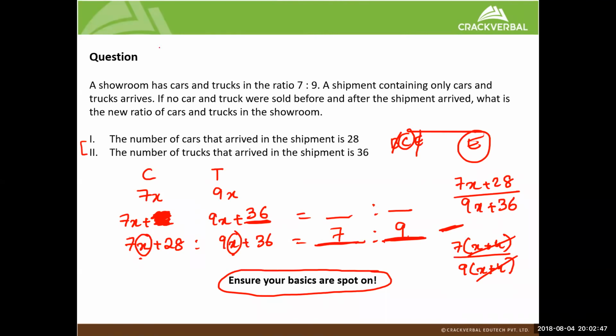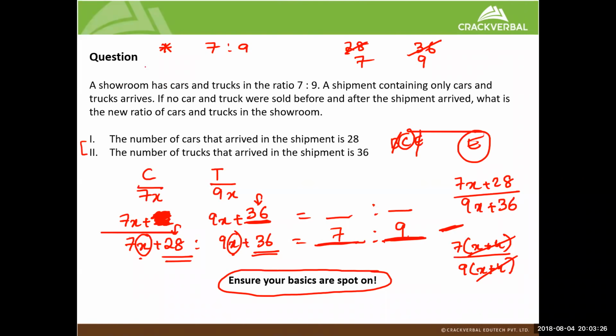The conceptual takeaway on this question is this: if you add or subtract any quantity which is also in the same ratio as the initial ratio given to you, the initial ratio of cars to trucks in the showroom is 7:9. The cars that I'm adding and the trucks that I'm adding are also in the ratio 7:9. 4 sevens are 28, 4 nines are 36. So if you have an initial ratio, and you also add quantities in the same ratio, then the final ratio will also remain the same.